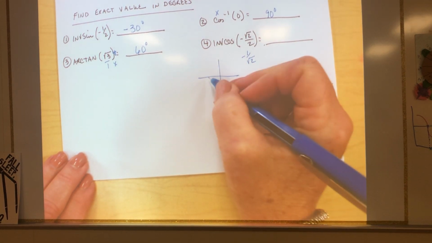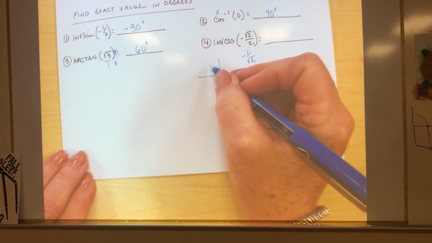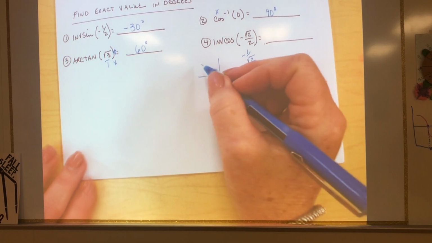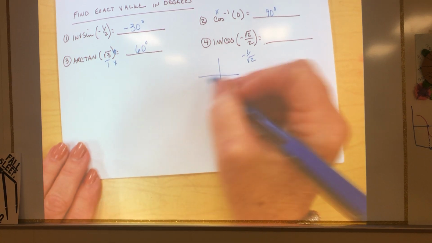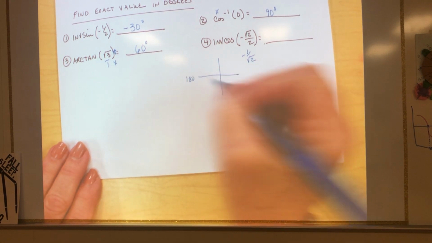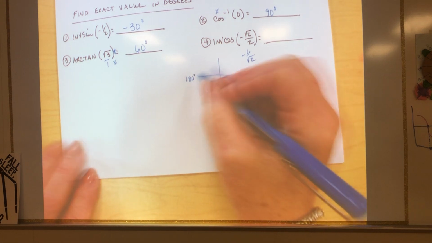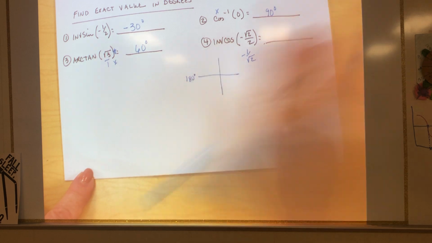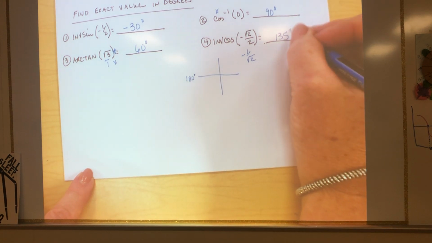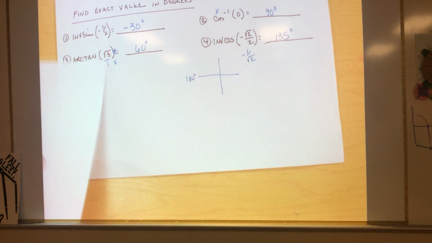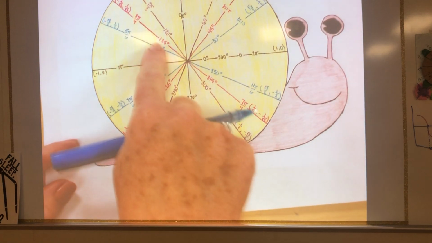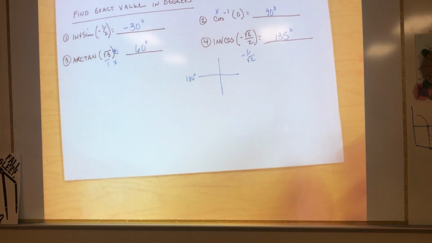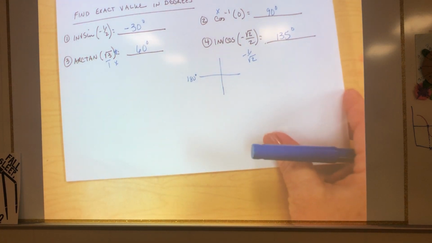And guys, you used to come off of this 1 pi. Remember, I'd say go to 4 pi over 4 and back it off 1. And you would go 3 pi over 4. But now we're not coming off of pi. We're coming off of 180 because I'm in degrees. Okay? So back off 45. And where are you? 135. Very good. You can see, here he is right here. All right. Anybody got a question? Is everybody okay so far?